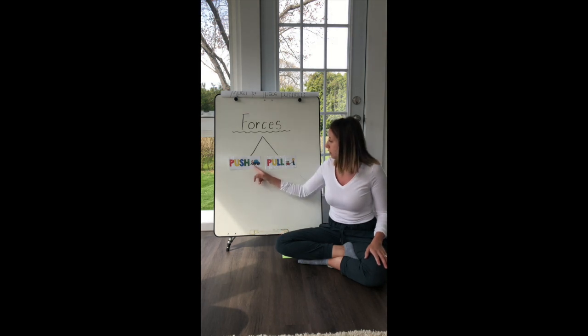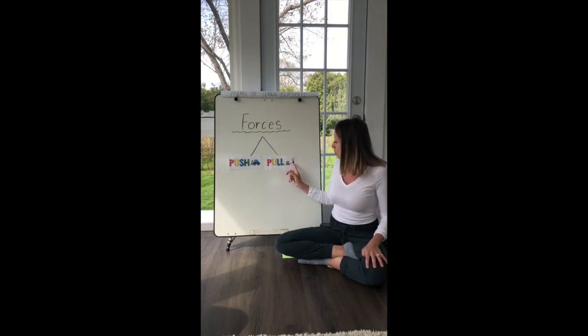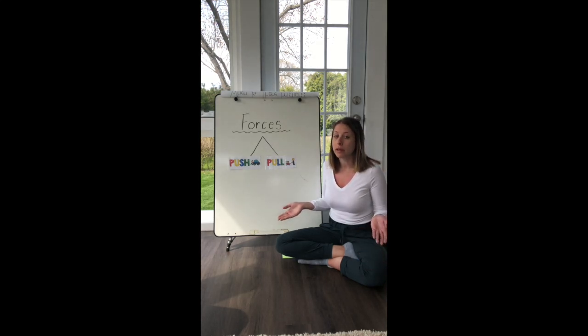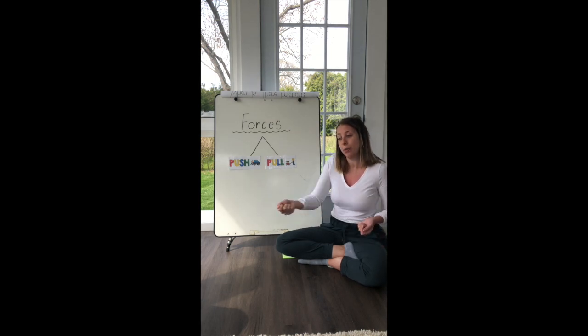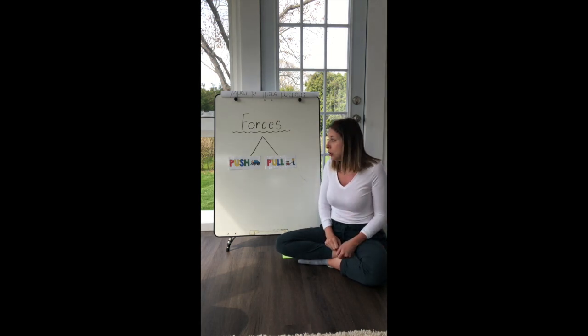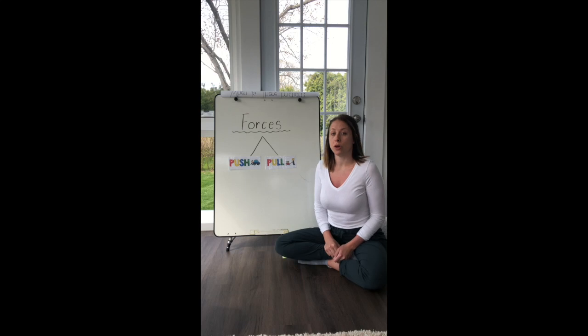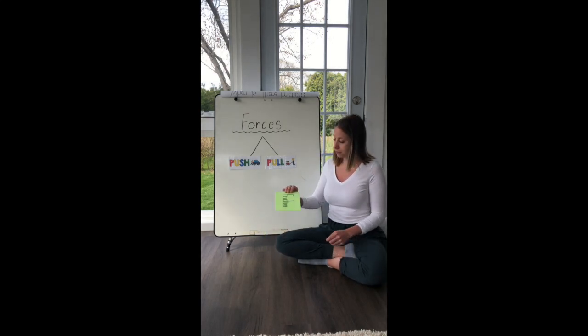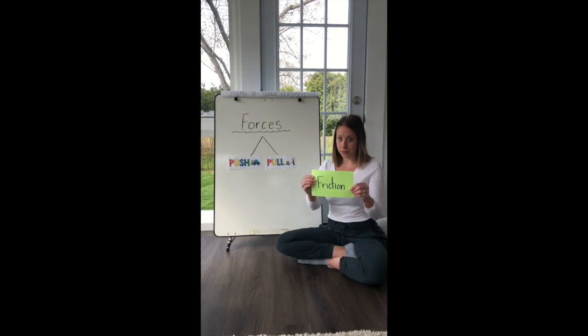And there's little pictures here. There's a kid pushing the car, and there's a boy pulling a wagon. And we know that some objects can do both. They can be pushed and they can be pulled. Like a vacuum. When you're vacuuming a rug, you have to push and pull it. So this new part of physical science that we're going to be learning about is this word right here. Friction.